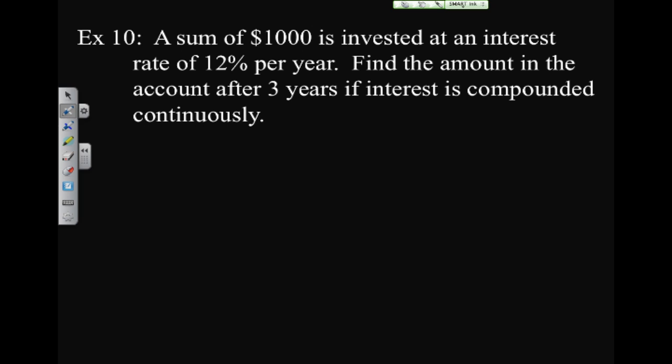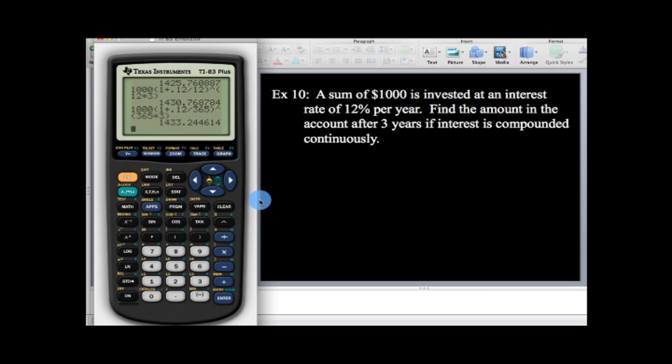So we're going to do this same problem now using the continuously compounded formula. And so we would have A of 3 equals 1,000, the principal, times E this time to the 0.12 times 3 power. And again, I will calculate that for you on the calculator so that you see exactly how that needs to be typed in. I'm going to leave that $1,433.24 on there just for comparison.